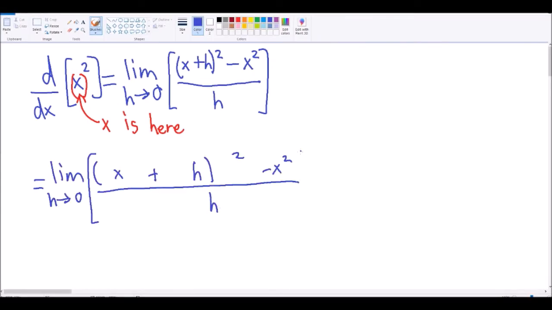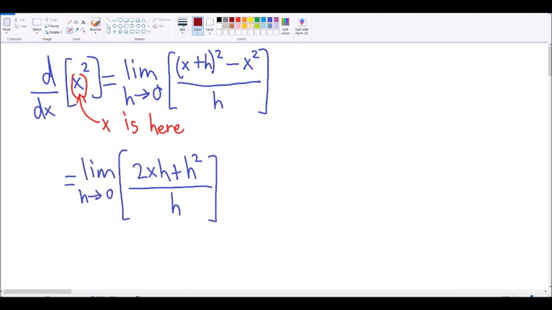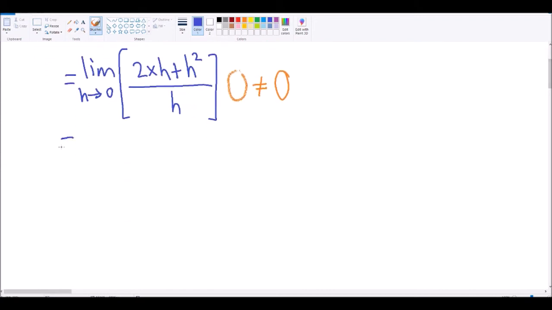We can't just plug in h equals 0, so we need to do some expansion first. No, not that kind of expand. Like this. So we have a plus x squared and a minus x squared, which annihilate each other. And okay, we're still using our convenience ability to say approaching 0 is not the same as equaling 0. So we can simplify by dividing by h.